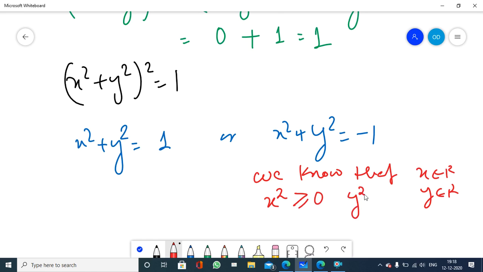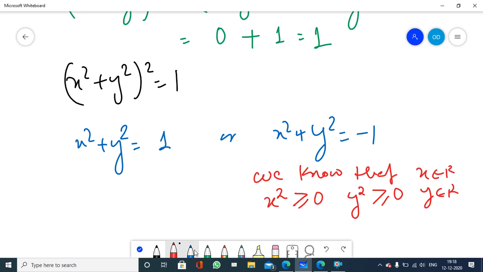Similarly, y is also a real number, so y square is always either 0 or greater than 0. It cannot be negative. Square of a real number cannot be negative. Square of an imaginary number is negative. Square of i is minus 1, that is an imaginary number. But if it is a real number, its square cannot be negative.